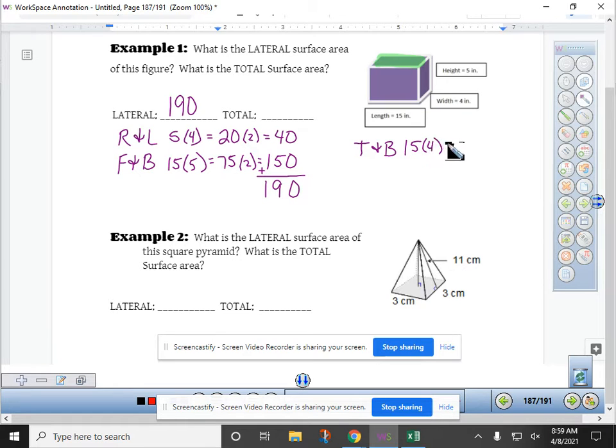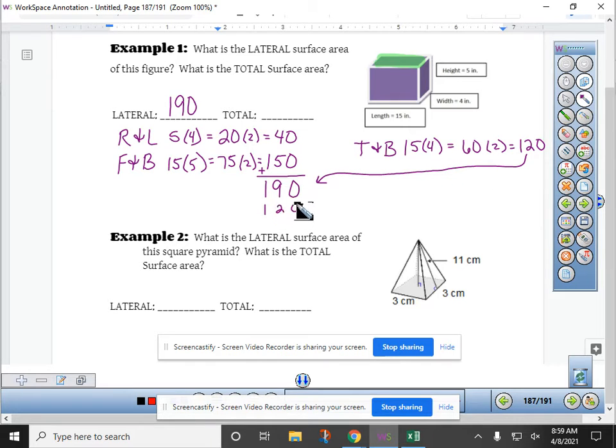15 times 4 equals what? 60. That's the top. But wait, there's more. Times 2 is 120. In order to find the total surface area, we have to add that to 190. Please do that. I got 310. That's how you find surface area.